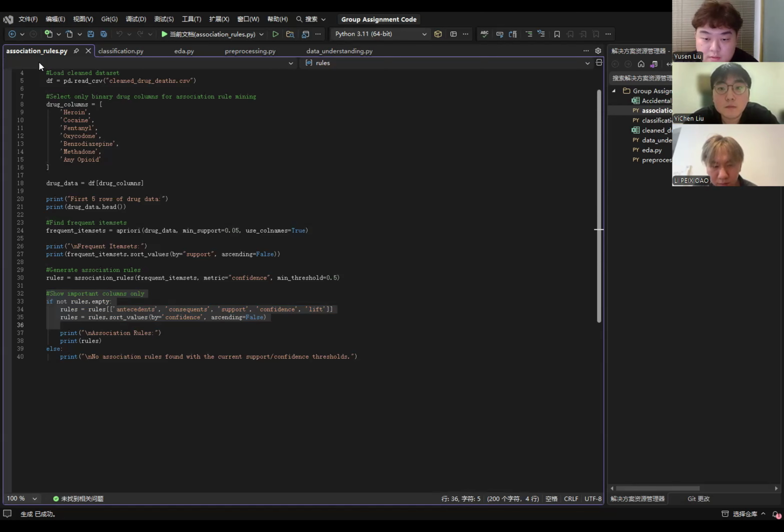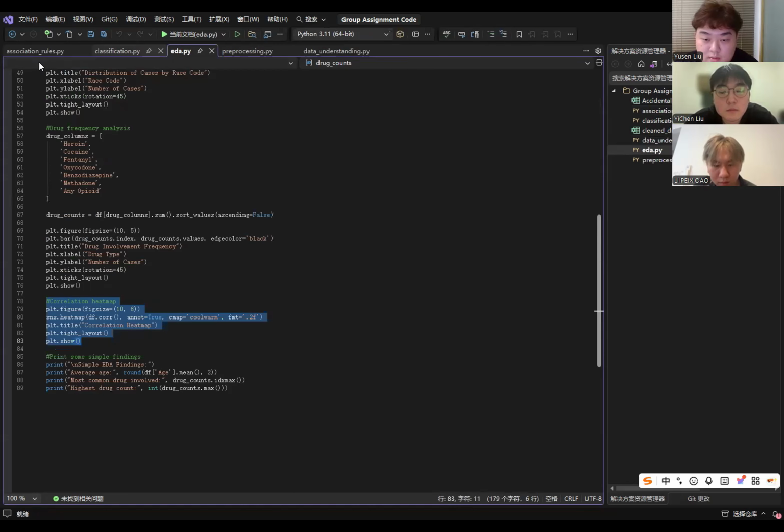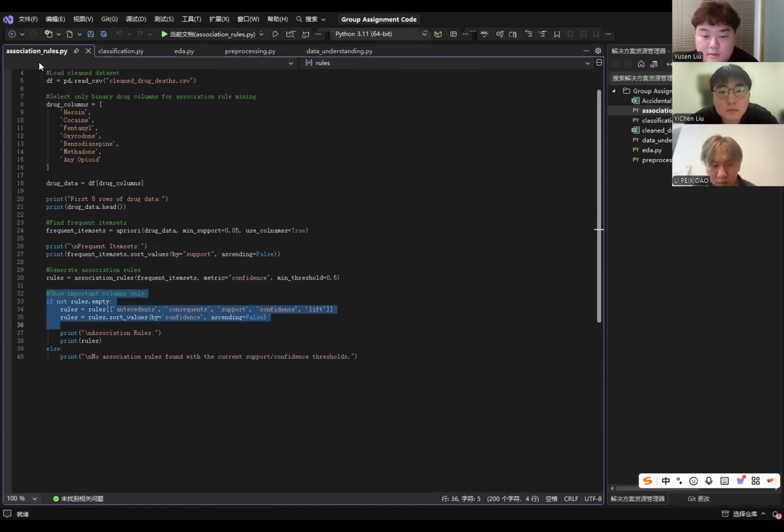For the conclusion, we did the data cleaning, EDA, classification, evaluation, and association rule mining. We found fentanyl is one of the most common drugs. Logistic regression is the best model among the three. We also found a strong combination between the drugs, including fentanyl and heroin.